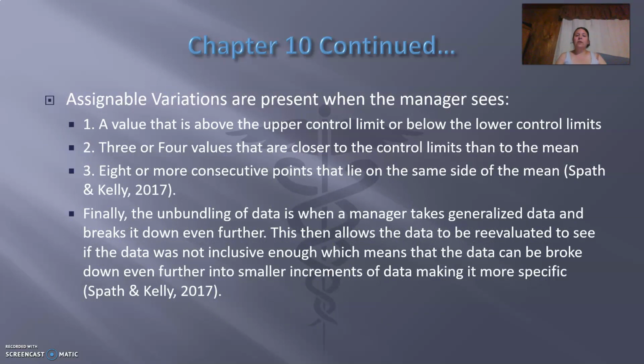Assignable variations are present when the manager sees 1. A value that is above the upper control limit or below the lower control limit. 2. 3 or 4 values that are closer to the control limits than to the mean. And 3. 8 or more consecutive points that lie on the same side of the mean. Finally, the unbundling of data is when the manager takes generalized data and breaks it down even further. This then allows the data to be re-evaluated to see if the data was not inclusive enough, which means that the data can be broken down even further into smaller increments of data, making it more specific.